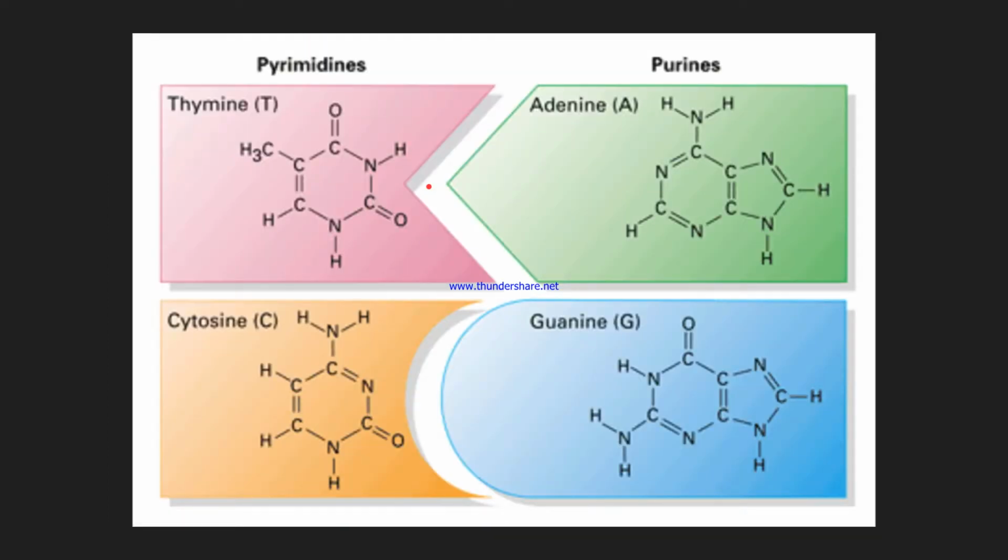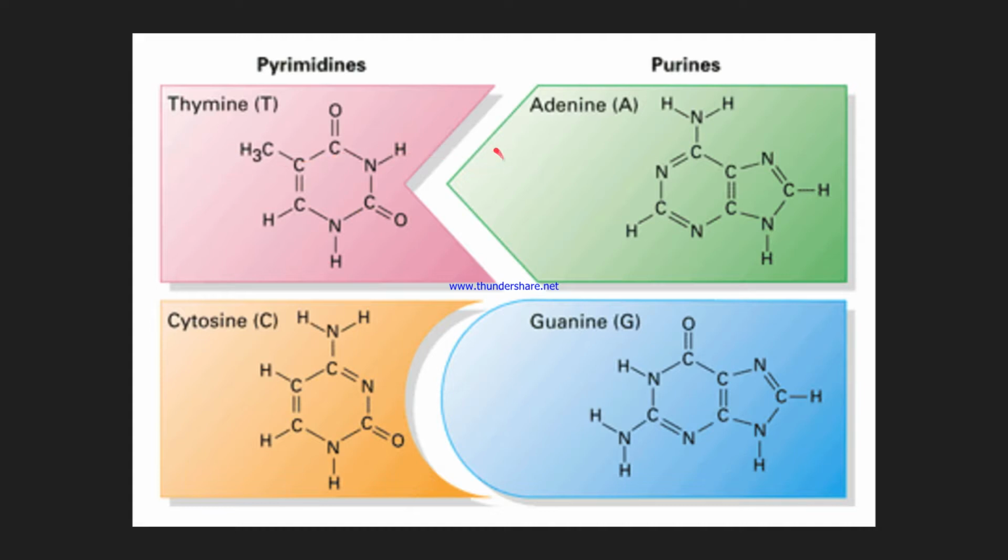First of all, do not worry about the structure of these bases. In DNA, we have four bases. We have adenine, we have guanine, we have cytosine, and we have thymine. Now keep in mind that RNA is also going to have four bases: adenine, guanine, cytosine, and instead of thymine, RNA is going to have something called uracil.